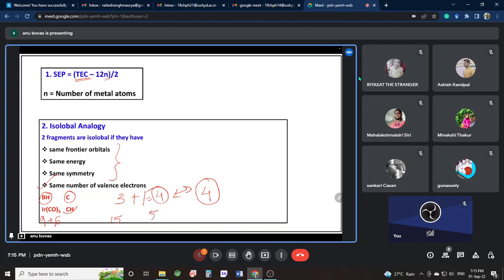So in any case, if we have two fragments with electron counts like 14 and 5, or 15 and 5, you have to consider only the last digit of the total valence electrons. And if it is the same in two fragments, we call them isolobal to each other. In such cases, if a cluster is given with carbon, we can replace the carbon with BH. So this is the use of knowing what isolobal analogy is.